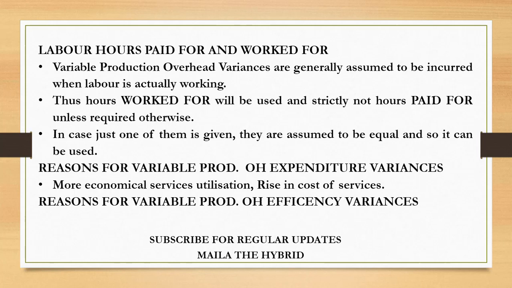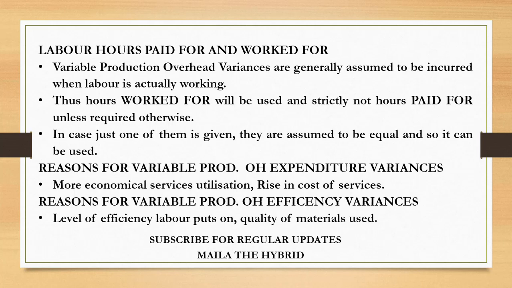This could give you an adverse variable production overhead variance. Then let's see the reasons for variable production overhead efficiency variances. Note that efficiency variances arise due to difference in expected hours and actual hours. So, first of all, we can check on the level of efficiency of labor. If labor puts in more efficiency than what we expected, then the variance will be favorable because much fewer hours will be used, contrary to what was expected.